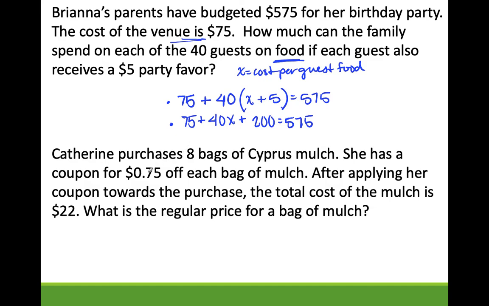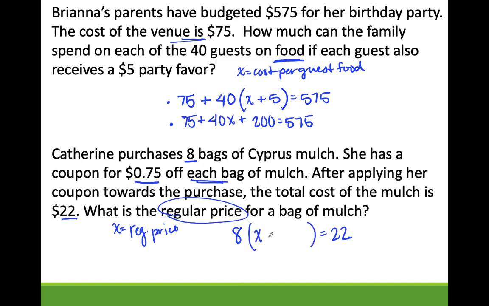For the second example, Catherine is buying 8 bags of mulch. She's buying using a coupon for 75 cents off of each bag of mulch. After she applies the coupon, the total cost is $22. So we want to know what was the regular price. So in this case, X is the regular price of the mulch. So we have our total is $22. She's buying 8 bags, and that is the original price minus 75 cents.